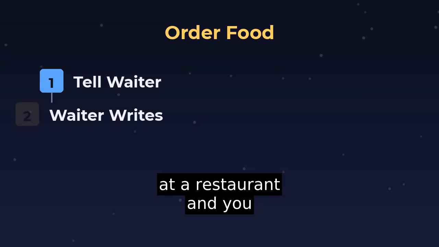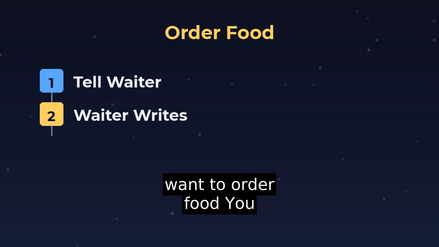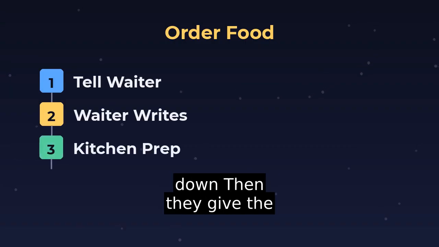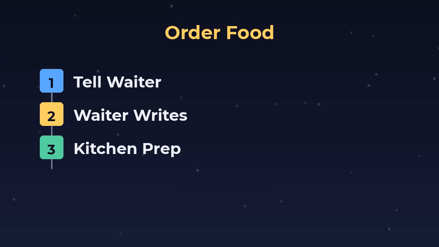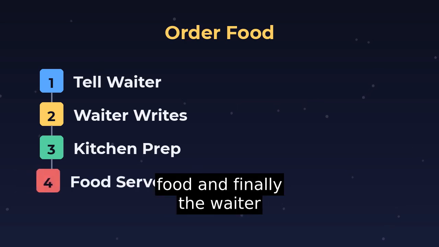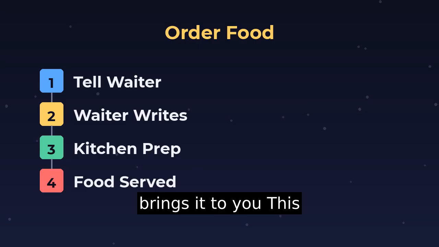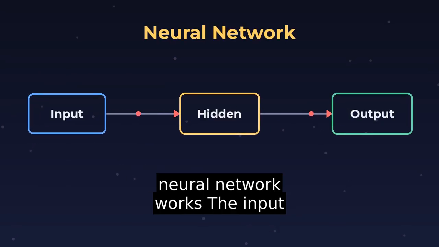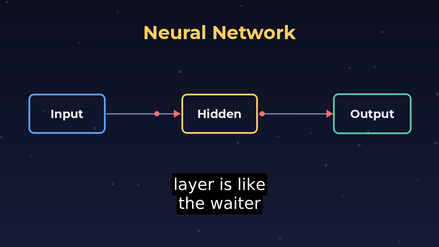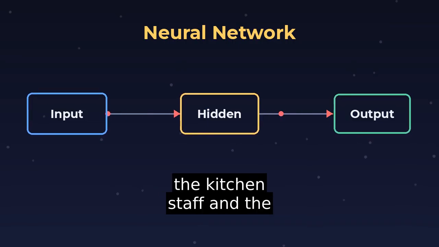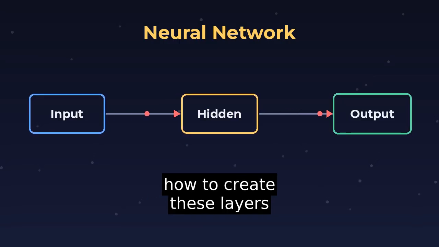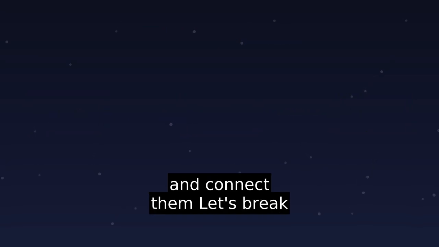Imagine you're at a restaurant and you want to order food. You tell the waiter what you want, and they write it down. Then, they give the order to the kitchen staff. The kitchen staff prepare your food, and finally, the waiter brings it to you. This is similar to how a neural network works. The input layer is like the waiter, the hidden layers are like the kitchen staff, and the output layer is like the food you receive. You'll learn how to create these layers and connect them.